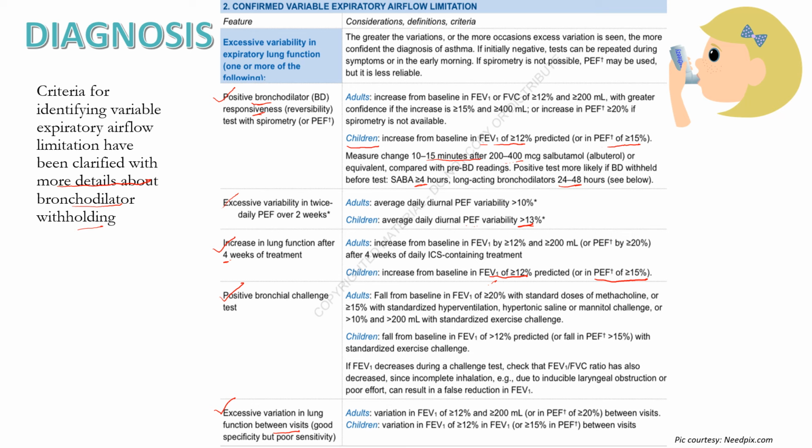expiratory airflow limitation. A positive bronchial challenge test means a fall from baseline in FEV1 of more than or equal to 12%, or fall in PEF of more than 15% with standardized exercise challenge test, and excessive variation in lung function between visits is more than or equal to 12% in FEV1 or more than or equal to 15% in PEF. So this has been added by the GINA.